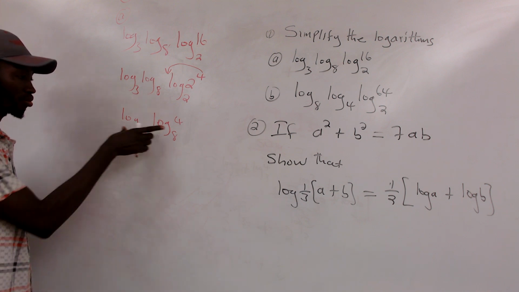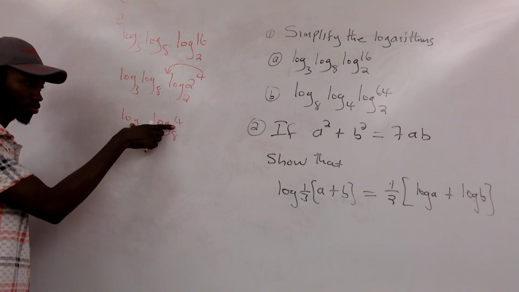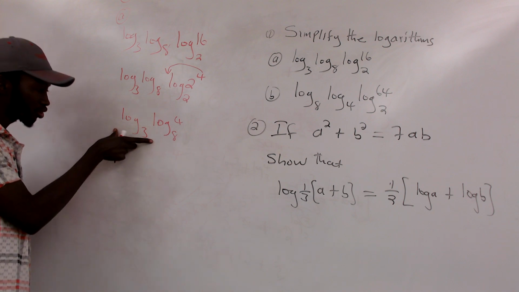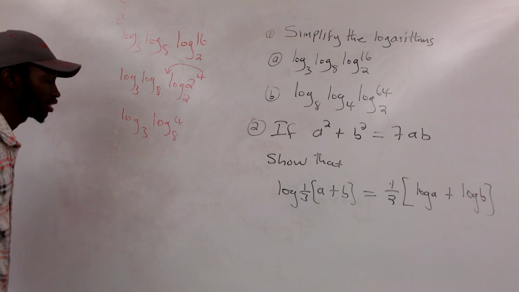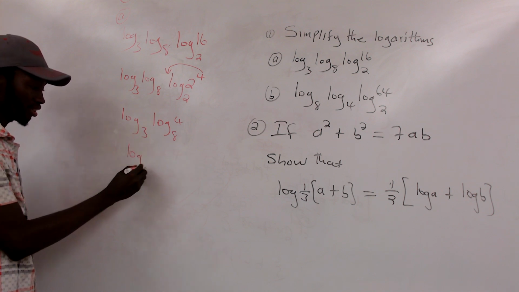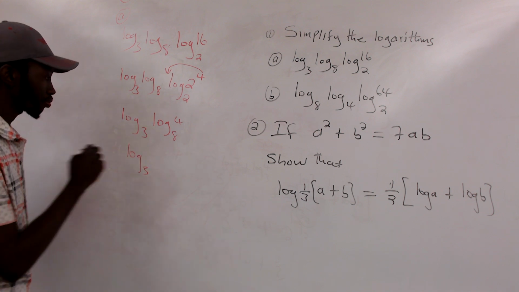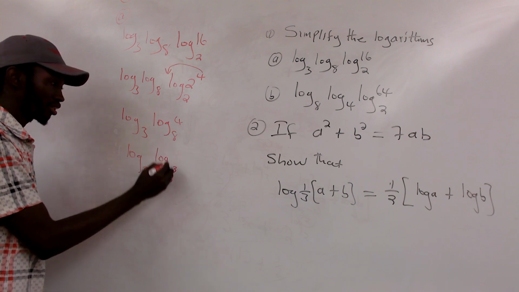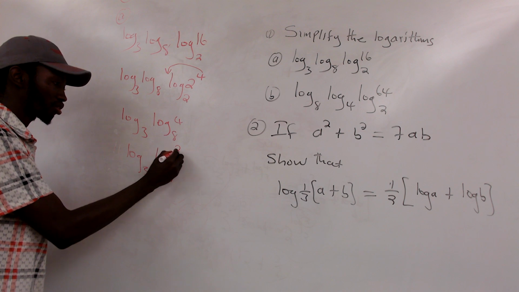In the same sense, we are going to work these 2 logs to give us only a single log, and we'll take this last log to give us a single number. So if we work with this, we rewrite log 3, and 8 can be written as 2 raised to the power 3, and 4 can be written as 2 raised to the power 2.